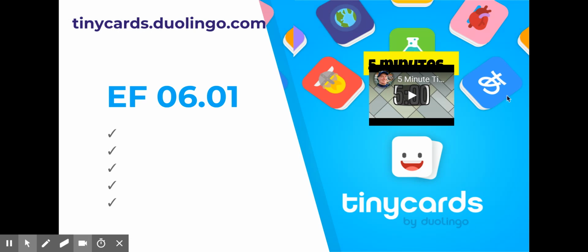We are going to get started today with our tiny cards. You know the drill. Allez à tinycards.duolingo.com. And you're looking for lesson EF 06.01. So ouvrez vos Chromebooks et allez à tinycards.duolingo.com. Lesson EF 06.01. Guest teacher, please start the kitchen timer for 5 minutes and pause the video.